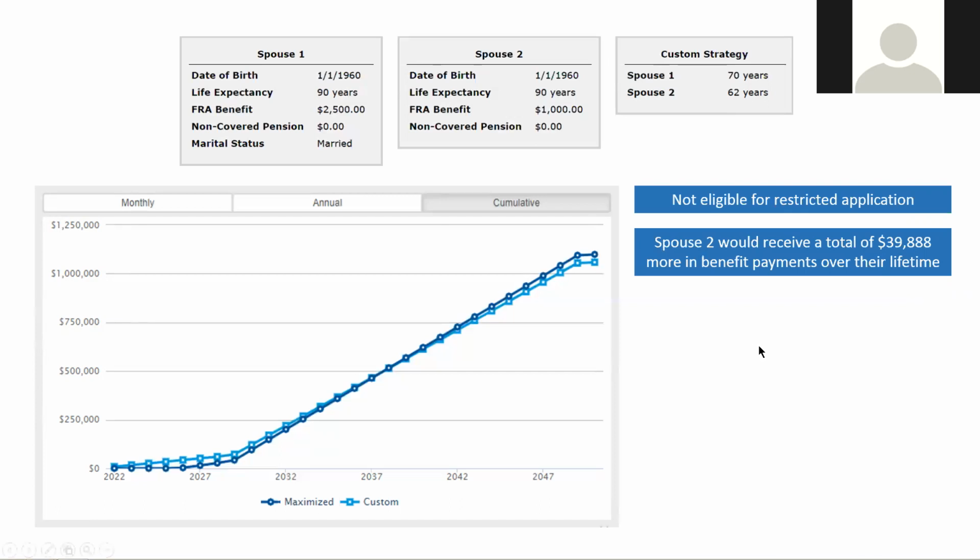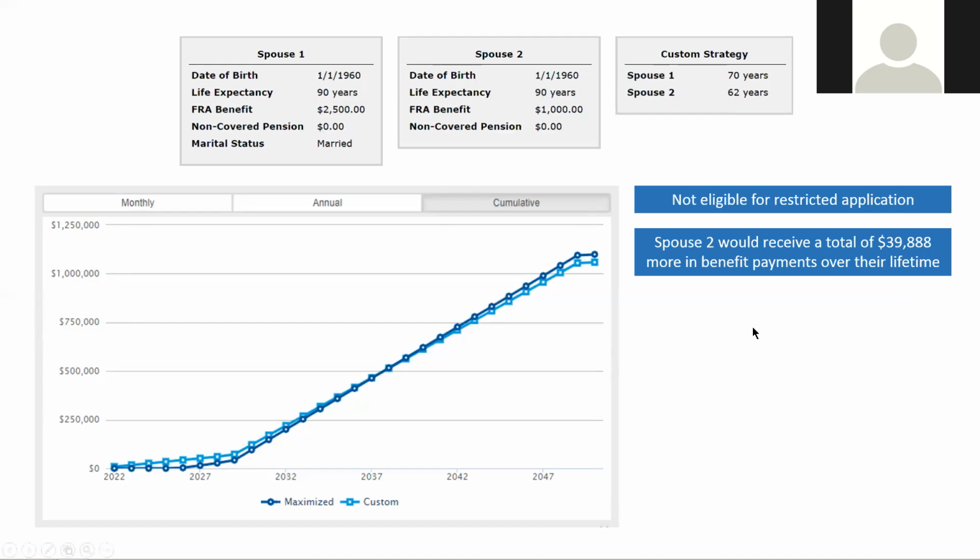So now it becomes kind of a question of, well, when should they file, right? That's the ultimate question. And I'm just going to walk through two scenarios. There are other scenarios, but just to illustrate an example of where it potentially could make sense for one of the spouses to file early at 62 while the other waits all the way to age 70. So let's walk through that in a moment.